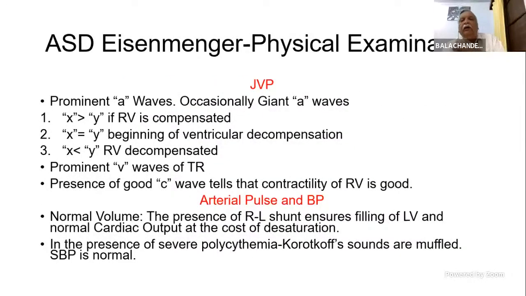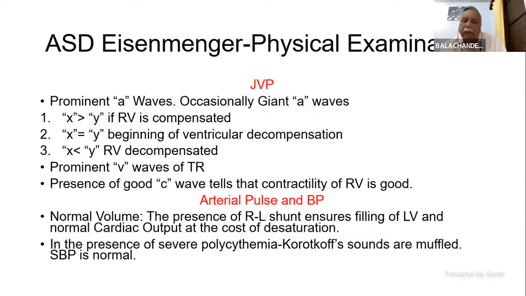And of course, the important good thing about ASD is that it is one thing in which all the waves are prominent. A wave is there, there is the X descent, there is a Y descent, and there is a V wave. All are present in the JVP if it is elevated. Now, this finding which I mentioned is very difficult to make out. It is X more than Y if the RV is compensated, X is equal to Y if it is decompensated, and X less than Y. Perhaps it is very difficult, but whatever it is, you can see the downslope of the Y descent.